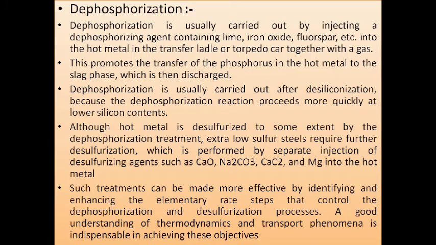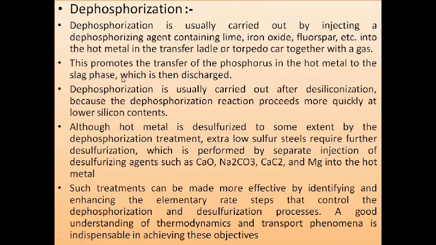After that, the dephosphorization. The dephosphorization is usually carried out by injecting a dephosphorizing agent. This agent is always lime, then iron oxide, then fluorspar, which is injected into the hot metal in the transfer ladle or torpedo car together with a gas. This promotes the transfer of phosphorus in the hot metal to the slag phase.